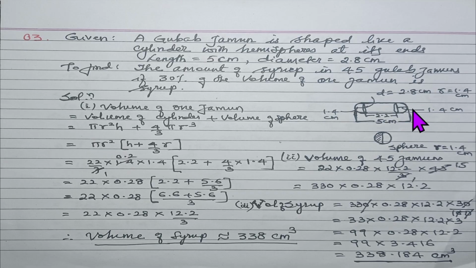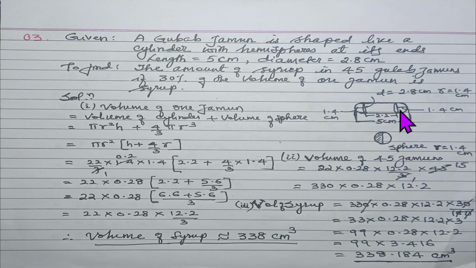Now let us see the parameters or the dimensions given. The total length of one gulab jamun is 5 centimeters, and they have given the diameter of the cylinder and the hemisphere as 2.8 centimeters. That means the radius is 1.4 centimeters. Now 1.4 on the left and 1.4 on the right, and the total length being 5 minus 2.8 gives us 2.2, therefore the height of the cylinder is 2.2 centimeters.